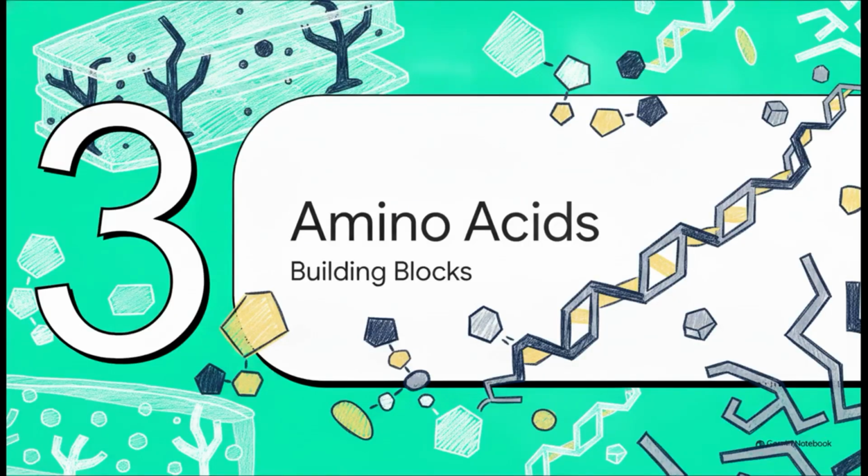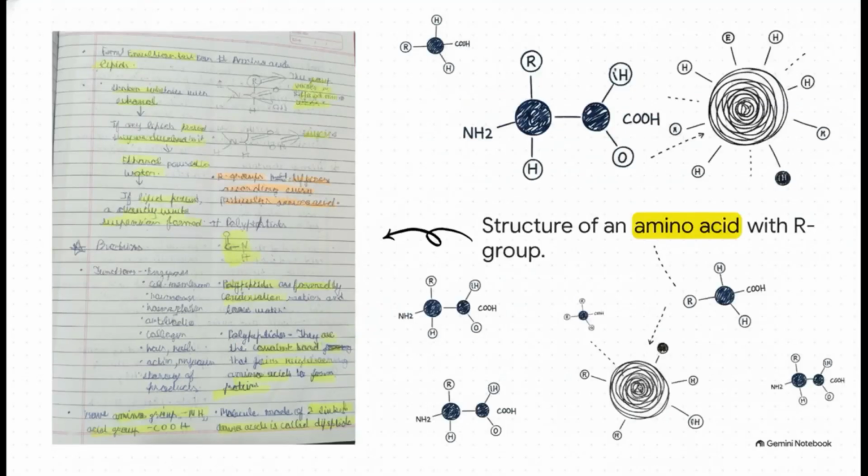Section 3, amino acids, building blocks, manufacturing the steel beams of life. All right, so our cellular foundation is poured and our lipid walls are up. Now it's time to manufacture the steel beams of our biological skyscraper, proteins. And to understand proteins, we really need to look at what they're made of. Every single protein in existence starts with the exact same basic structural unit, an amino acid.